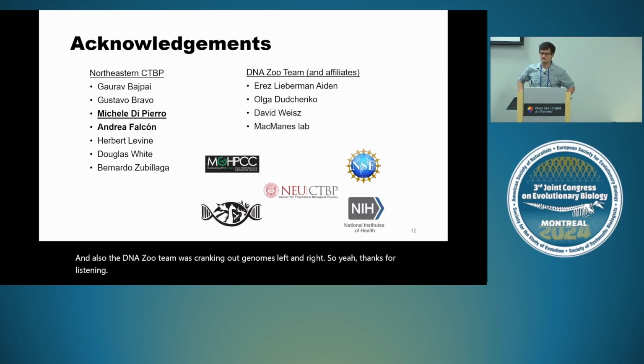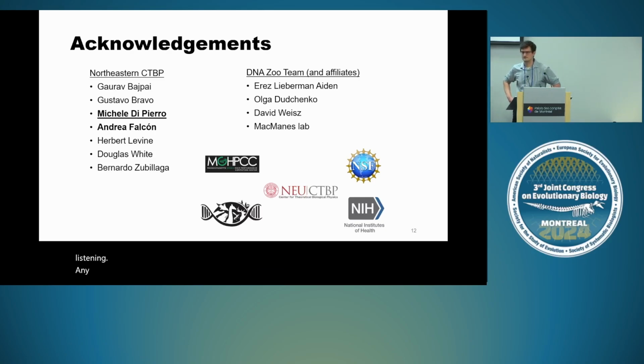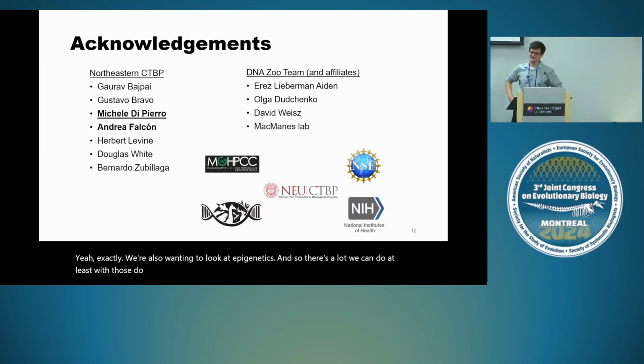Any questions? Yeah, it'll definitely be interesting to look at dN/dS with those duplicates. And I'm curious, since it's human and mouse, I'm assuming there must be all sorts of expression data sets. It'd be interesting to look at levels of expression in the duplicates and levels of tissue specificity in the duplicates. Yeah, exactly. We're also wanting to look at epigenetics, so there's a lot we can do. At least with those two; obviously, for most of our data we don't have that, but for mouse and human, yeah.